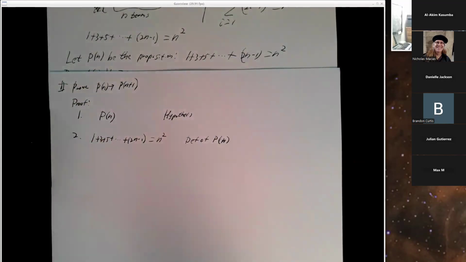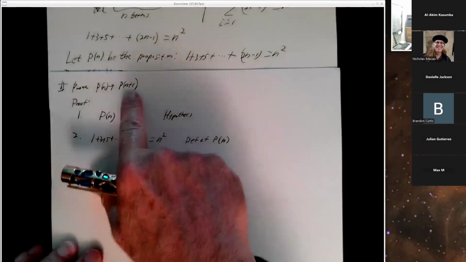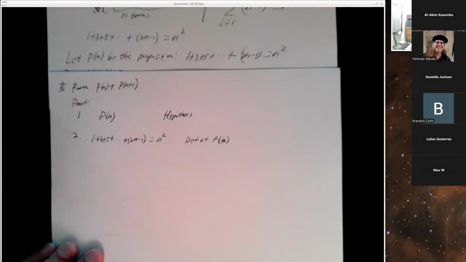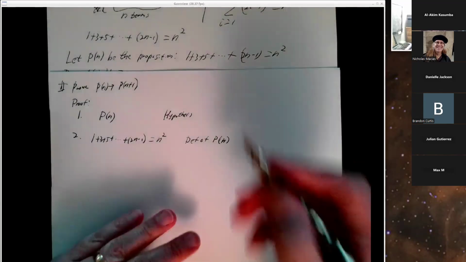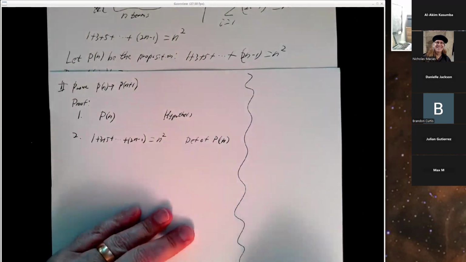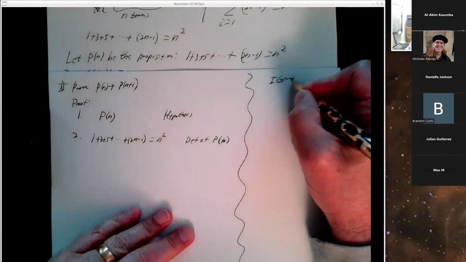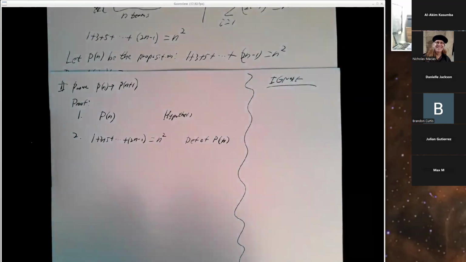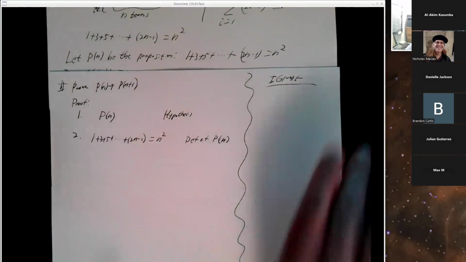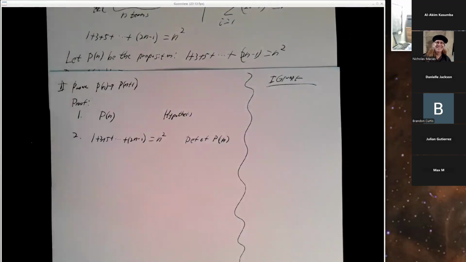All right, at this point, I may be stuck. I want to show P of n plus 1. I probably have no idea how to get there from here. So I'm going to draw a little squiggly line over here, and I'm going to say ignore. And if you do that, I will ignore everything over here. Won't count it as part of your proof.